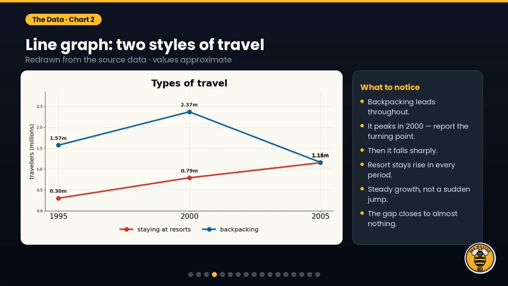Now the line graph showing 2 styles of travel. Backpacking begins at approximately 1.57 million, peaks at about 2.37 million in the year 2000. Then drops sharply to roughly 1.16 million. Staying at resorts does the opposite. It rises steadily from around 300,000 to about 790,000 and then to some 1.15 million. By the end, the 2 lines almost meet.